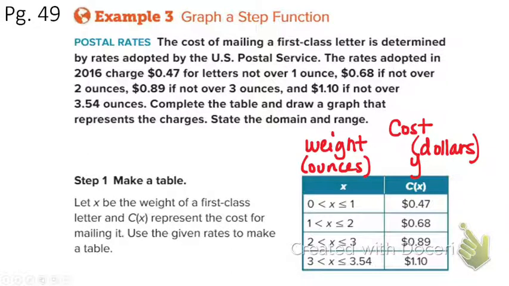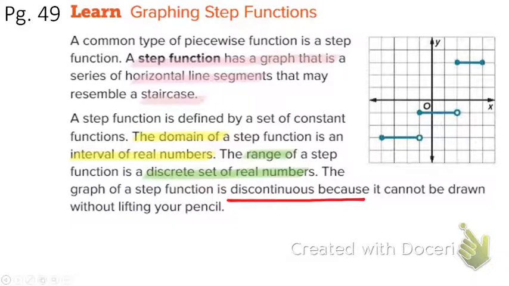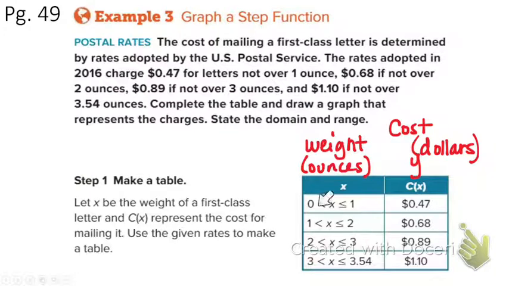Now I want you to notice these intervals that we have. When you're looking at the intervals, notice that on the left, it's not equal to, and on the right, it is equal to. Notice how the previous example started with a closed circle and ended with an open circle. The one that we're graphing now is going to start with a circle and end with a dot. So when we graph it, every step is going to start with an open circle and end with a closed circle.